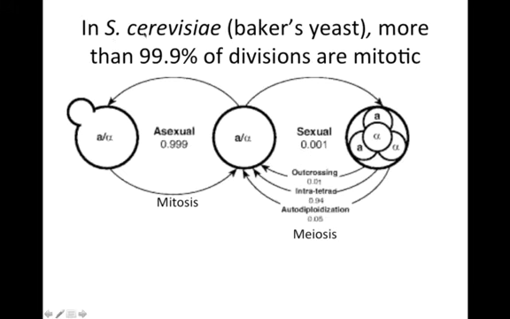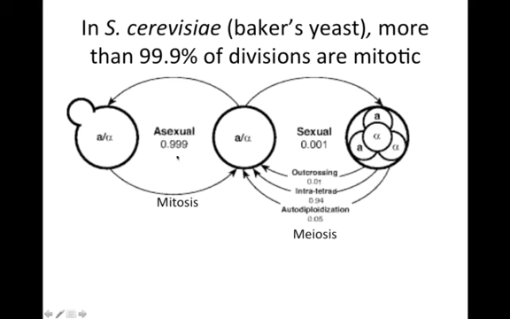So here's baker's yeast, S. cerevisiae. This is used both in baking and in the production of alcohol, and it's also a very common lab model. It's used to study many different processes in the lab. And so this is a way of depicting the cerevisiae life cycle.